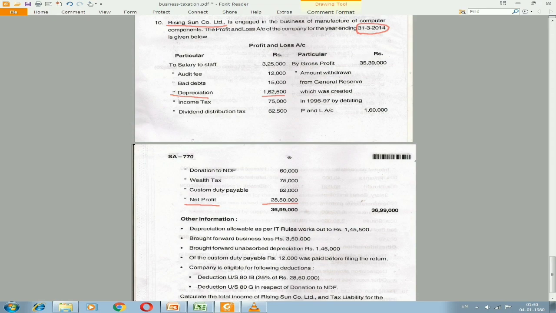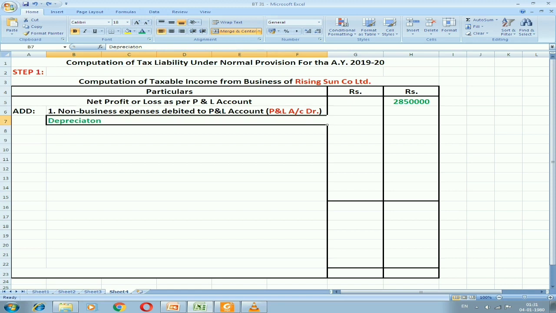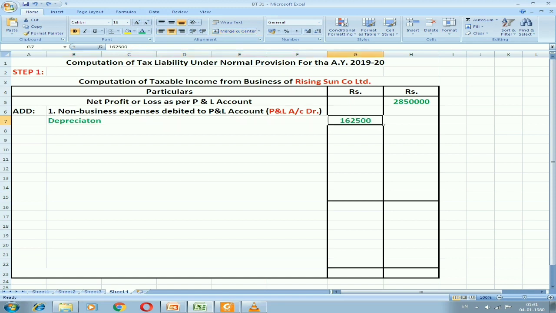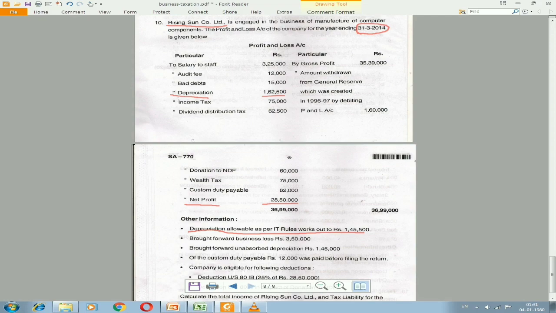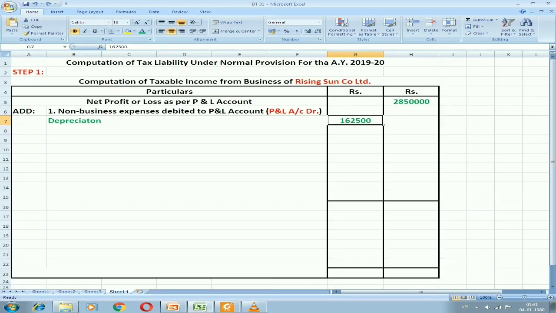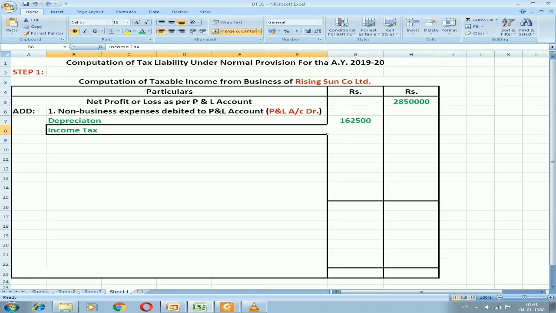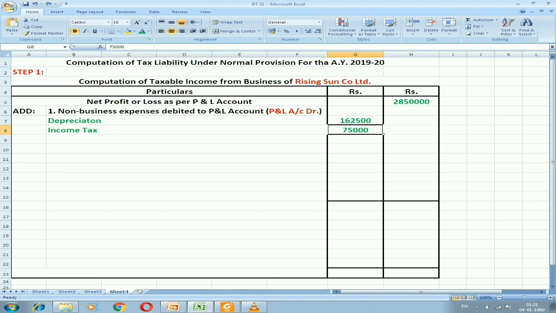Only we need to check whether the depreciation is allowable as per IT rules. That is also mentioned in the additional information. Then we can take that 1,62,500 can be added and the allowable amount can be deducted. Depreciation 1,62,500. Next we have income tax. As I told you, all the direct taxes will be non-business. So this is also direct tax. Income tax of rupees 75,000.